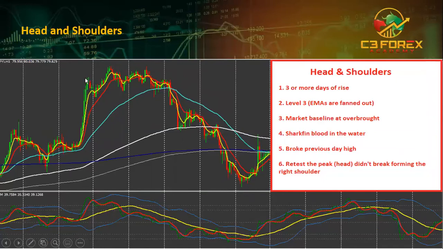Price rise, gives you your left shoulder right here. Close, next day comes up, breaks the high of your left shoulder, pulls back. Next day comes up, retests the high, does not break, gives you your right shoulder, drops. Left shoulder, head, right shoulder, head and shoulders, drop. Market baseline out overbought. Shark fin, blood in the water, divergence, drop.